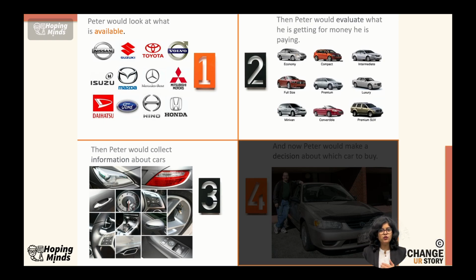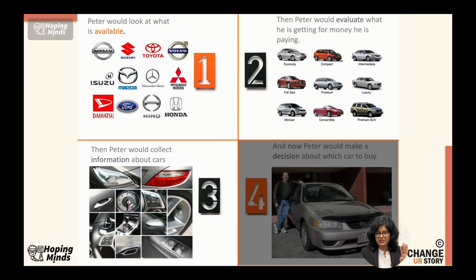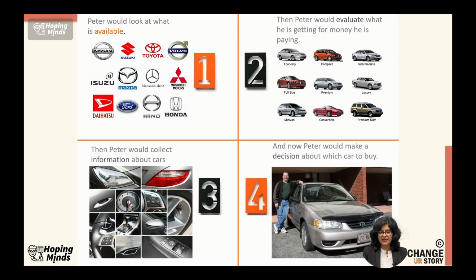You check the fuel efficiency, the features, the size of the car, the size of the engine, and so on and so forth. So Peter would go and collect information about the cars. And then what does he do? Stage number 4, step 4. Now Peter would make a decision about which car to buy, right?